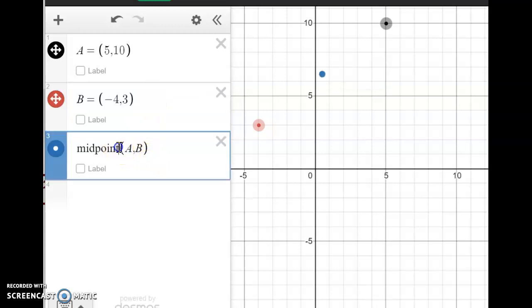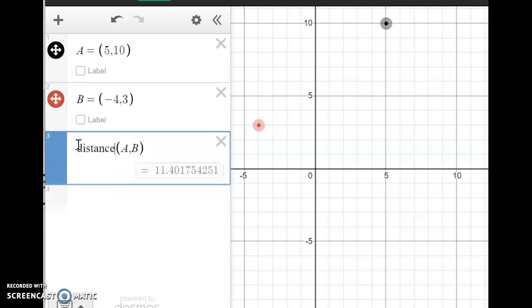And that also works for distance. So if I wanted to, I could change this to say distance. And now it's telling me that the length of this segment is 11.5.